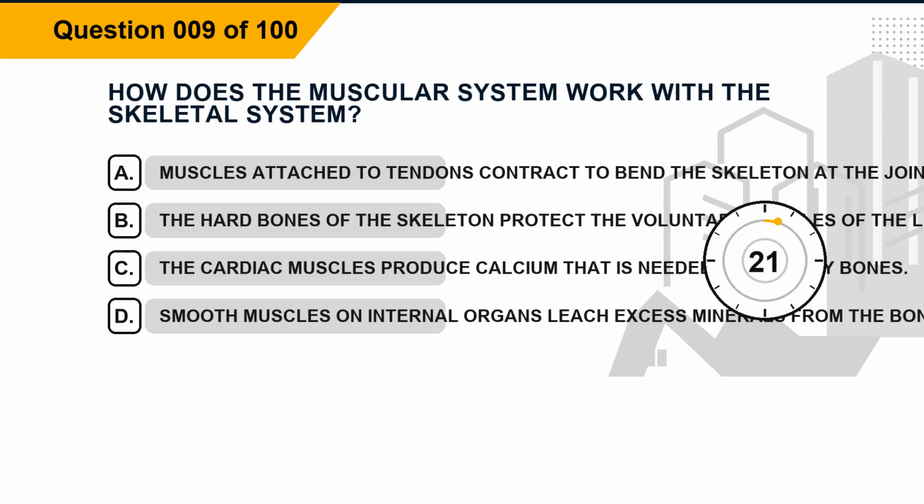Question 9. How does the muscular system work with the skeletal system? Option A. Muscles attached to tendons contract to bend the skeleton at the joints. Option B. The hard bones of the skeleton protect the voluntary muscles of the limbs. Option C. The cardiac muscles produce calcium that is needed for sturdy bones. Option D. Smooth muscles on internal organs leach excess minerals from the bones.